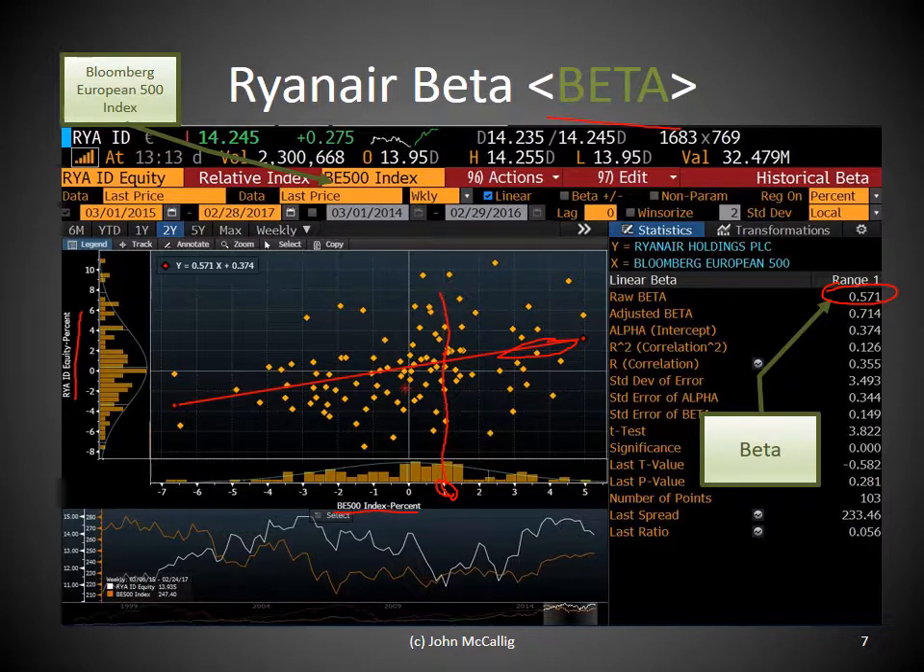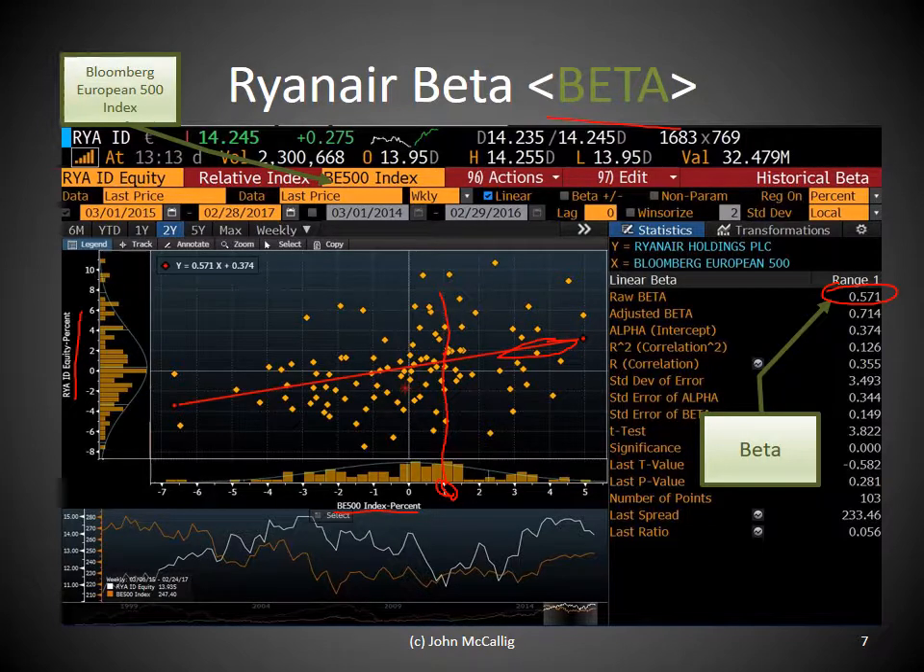On average, Ryanair moves less than the index does. And this is an estimate of Ryanair's market risk. In other words, when everything else is doing well, Ryanair goes up by less than everything else, and when everything else is doing badly, Ryanair goes down by less than everything else.